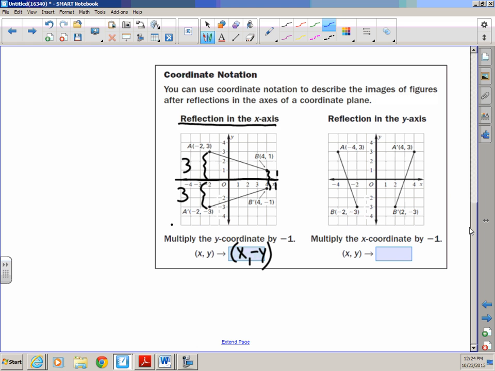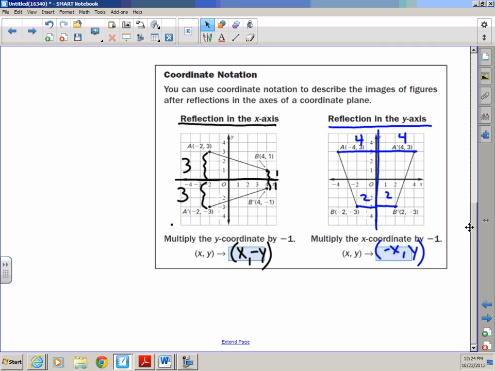On the other side, a reflection in the y-axis, I now jump over the y-axis. I'm 1, 2, 3, 4 units away on that side. I'm going to end up 4 units away on the other side. 2 units away here, I'm going to be 2 units away on the other side. What changed? My x-coordinate's sign changed.